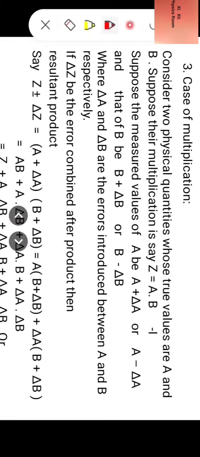Let us take up the case of multiplication. Consider two physical quantities whose true values are A and B. Suppose their multiplication is, say, Z equal to A into B. Let us mark it as equation 1. Suppose the measured values of A are A plus delta A or A minus delta A, and that of B are B plus delta B or B minus delta B, where delta A and delta B are the errors introduced in A and B respectively.